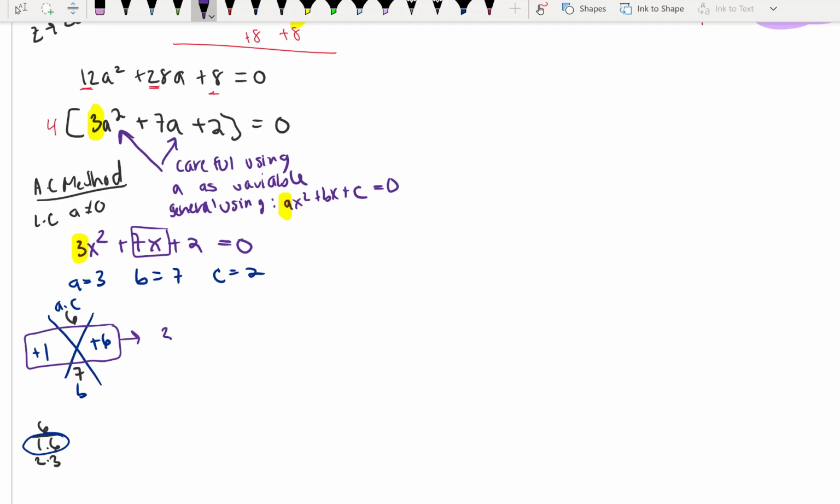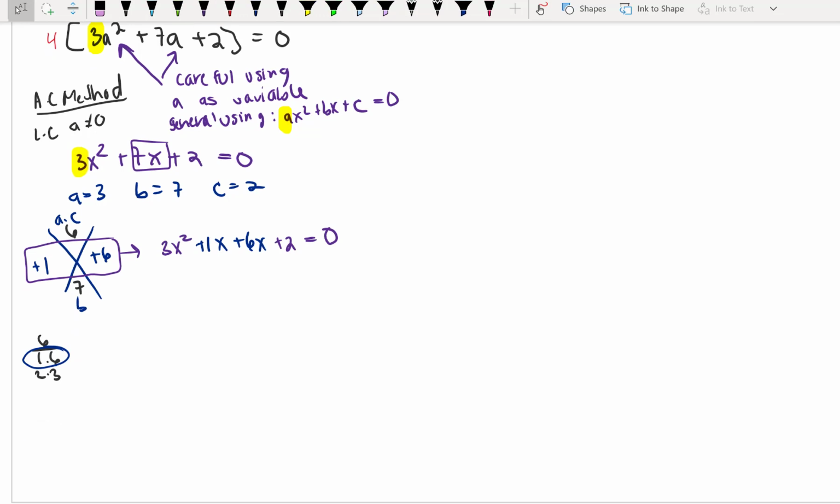So now I have a 3x squared, and if I rewrite that middle term, it'll be a positive 1x plus 6x plus 2 is equal to 0. So then from here, you can simplify a bit. So 3x squared plus 7, oops, that's not what I want to do. Remember, I am factoring.